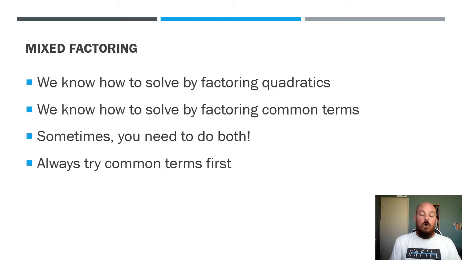Now, you always want to try common terms first. Every time you're factoring, you just want to take a second, look at the question, and ask yourself, are there any common terms I can factor out? If there are, do that first. Sometimes you have to. Sometimes the question won't even work unless you do it. Other times the question might work, but it's going to be way harder. But no matter what, if there are common terms to be factored out, that's always the best first thing to do.